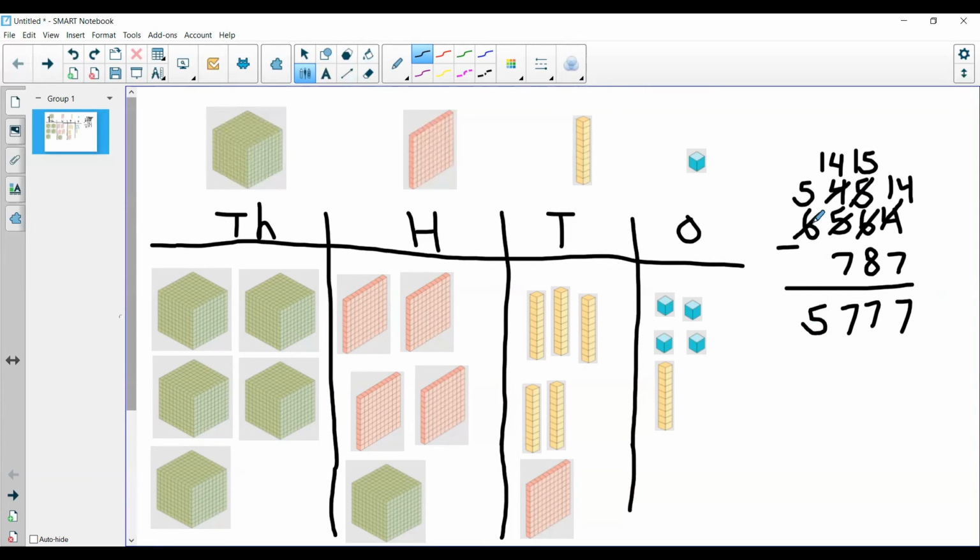So 6,564 minus 787 is equal to 5,777. The answer after you subtract is called the difference. So the difference is 5,777.